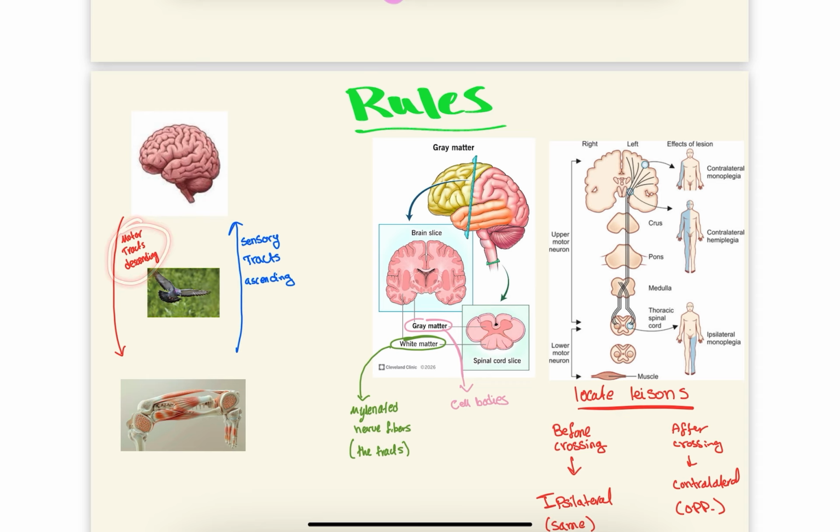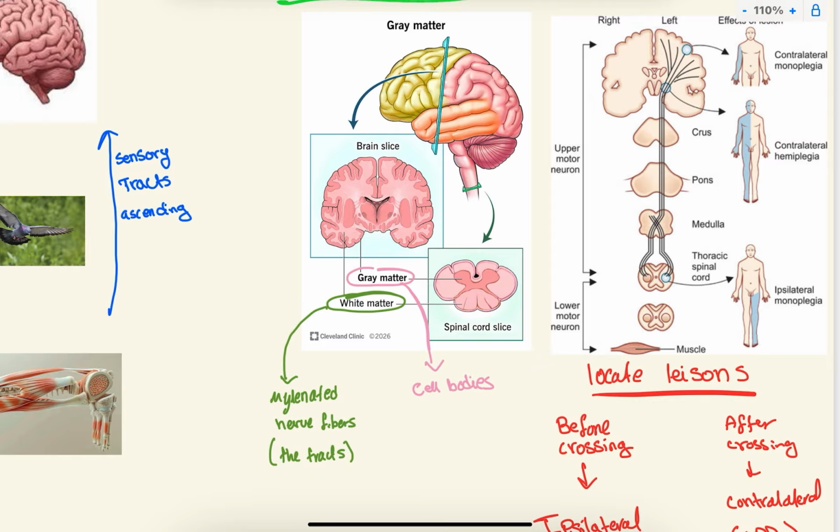motor tracts, which are descending, they're going down. And then if some info is going from the muscles towards the brain, we call it sensory information, sensory tracts and ascending. Another thing that I want to catch up on is the gray matter and the white matter. So the white matter, it consists of myelinated nerve fibers, and these are what we call by the tracts, whereas the gray matter is consisting of the cell bodies.